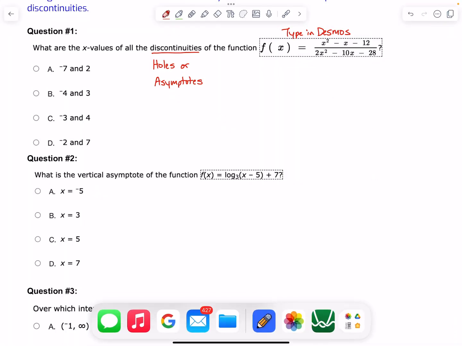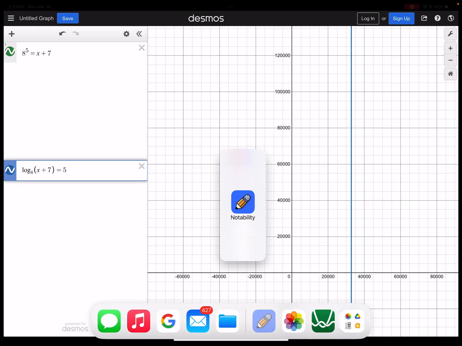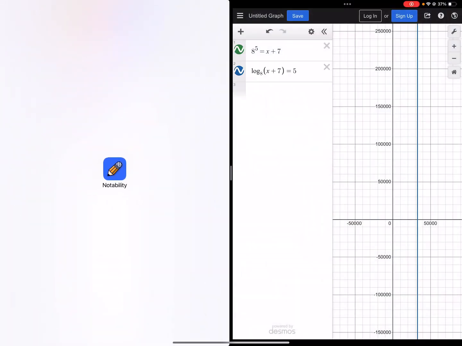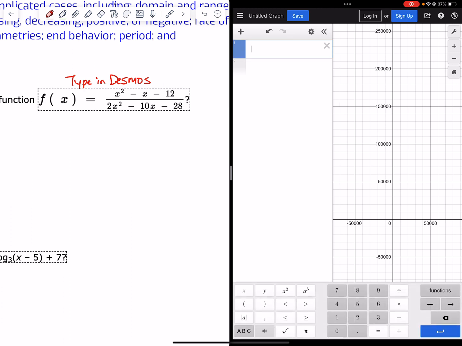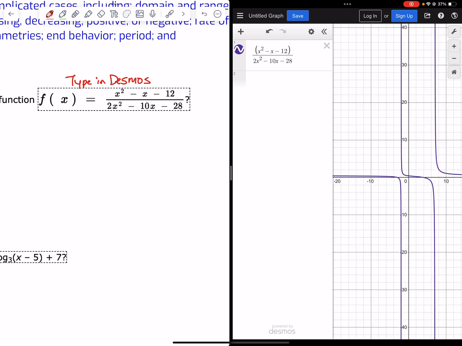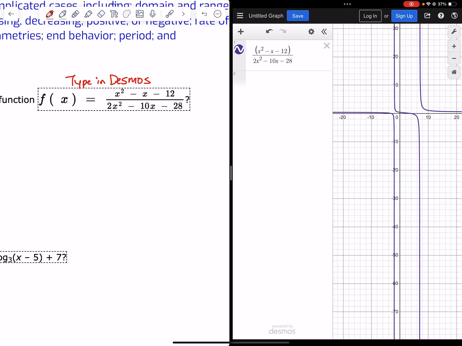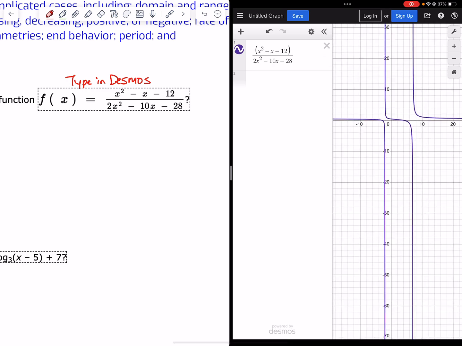So let's see, wrong button. Let's pull up Desmos. And when you have a group of things in your numerator, you just want to make sure to put parentheses around it. So x squared minus x minus 12 in my numerator, all divided by 2x squared minus 10x minus 28. Then hit home so it looks back to normal again. So I can tell there are two vertical asymptotes that look like they're occurring here.